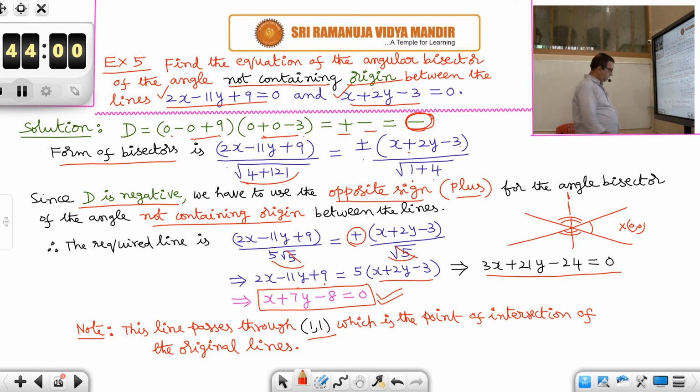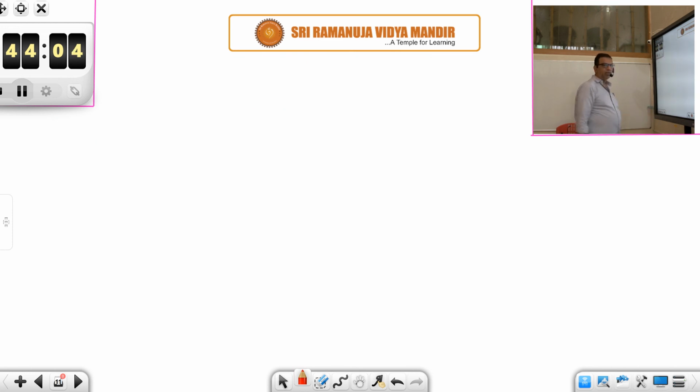And as it is passing through (1, 1), okay. So next you get blank paper. It is about 45 minutes over. The third problem is an important problem. Two problems regarding angular bisectors we have already discussed, but the third problem will be explained in the next class. So thank you students, we will meet in the next class tomorrow.